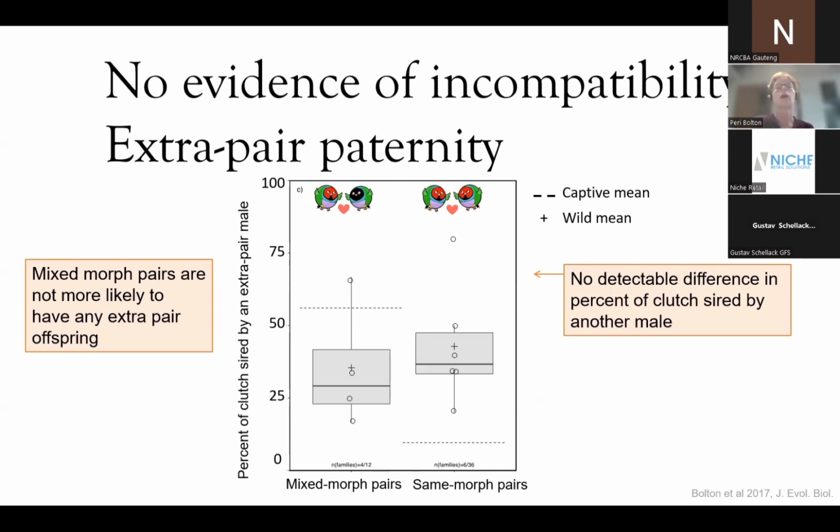In fact, extra pair paternity was extremely low in this species, which is unusual compared to many other bird species where they're all cheating all the time. Just for reference, you can see the levels of extra pair paternity in the captive birds. In the mixed morph pairs, on average, the percentage of the clutch was really quite large. But in the wild, that difference was negligible.